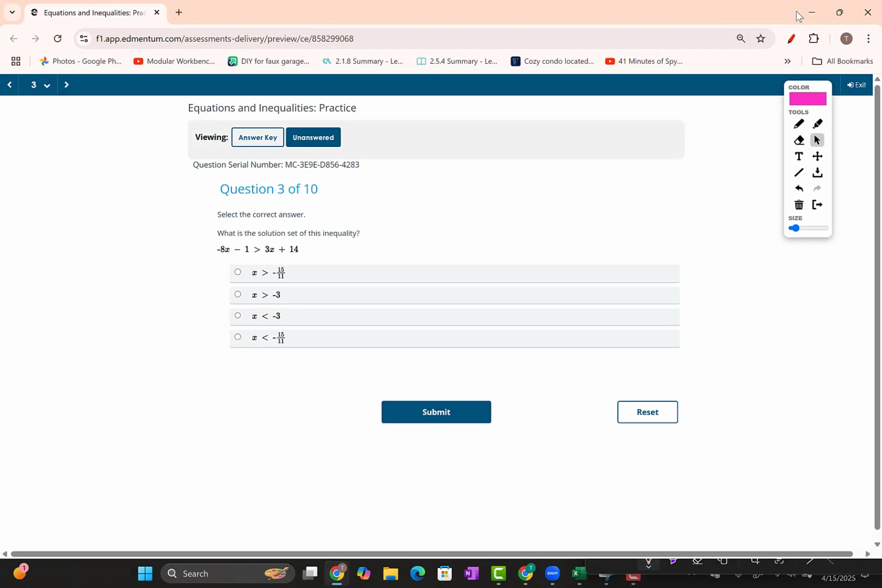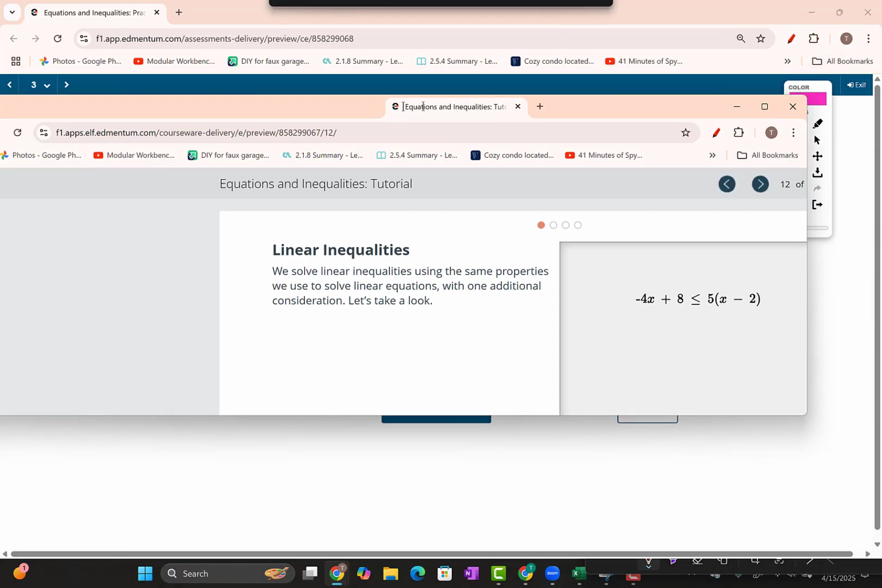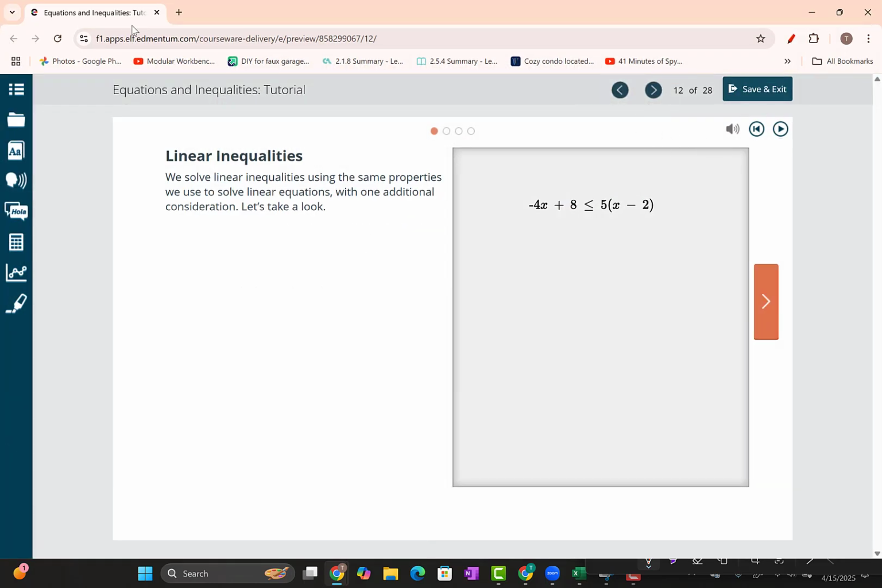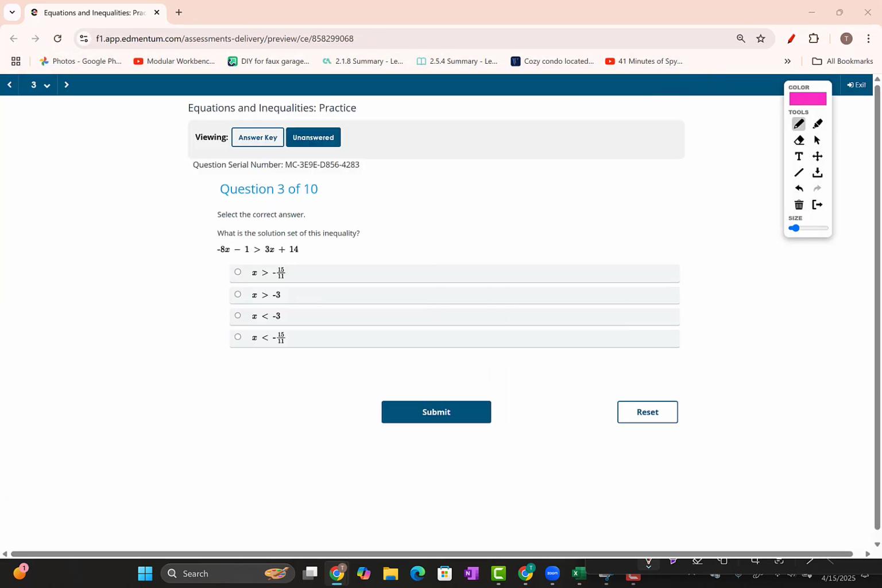Question 3, select the correct answer. What is the solution set of this inequality? So first off, real quickly, this is starting from slide 12 of the tutorial. So I encourage you to go back to that slide if you're struggling with these. Let's go ahead and solve it.